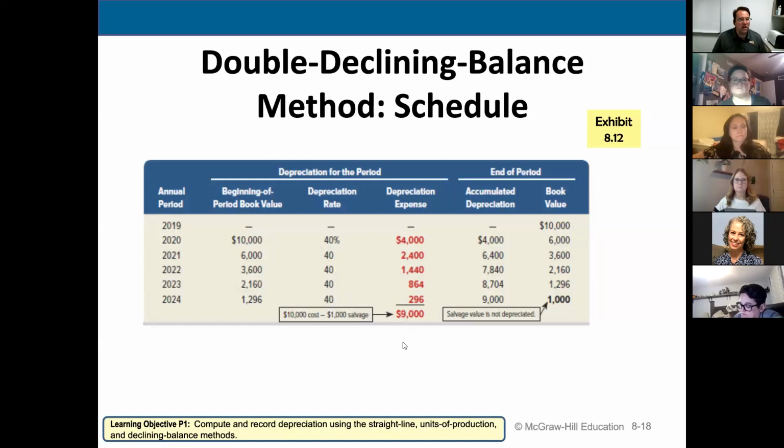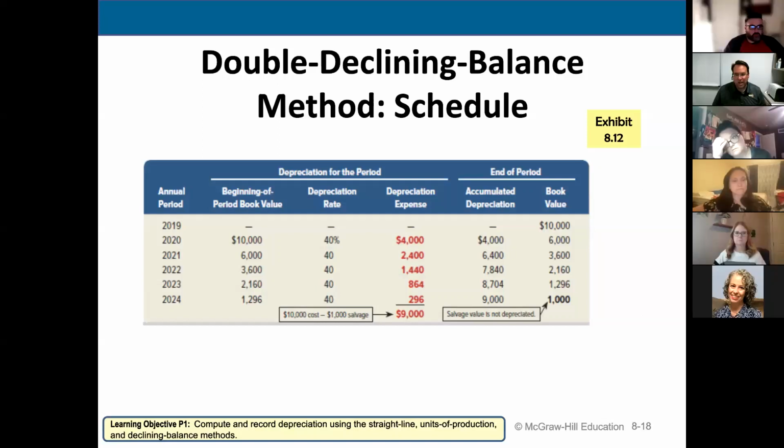All right, so that's the three methods. I don't think one of them is superior to the other. I think it depends on the needs of the business. I think straight line might be superior in the sense that it's easier, but not necessarily in the sense that it's more accurate. Fernando, you have a question?